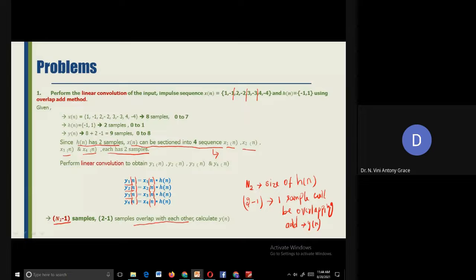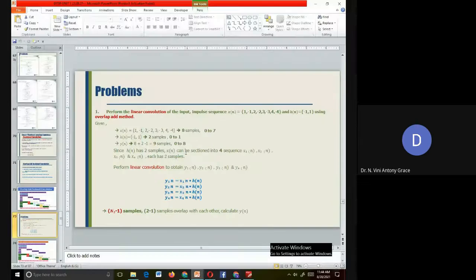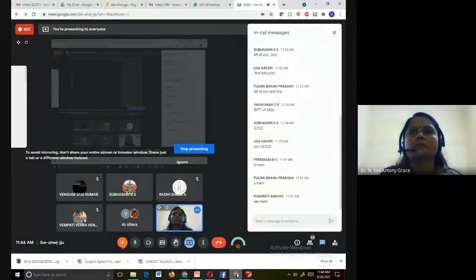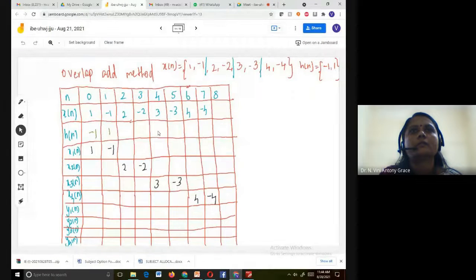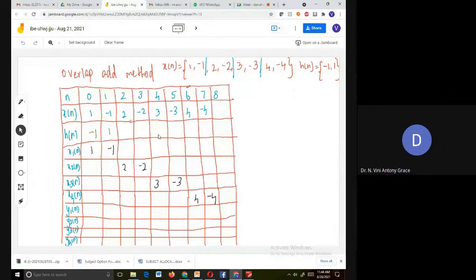Okay, so shall we solve this problem? Form a table. Form a table like this and try solving this problem on your own. Later on we'll check our answers.